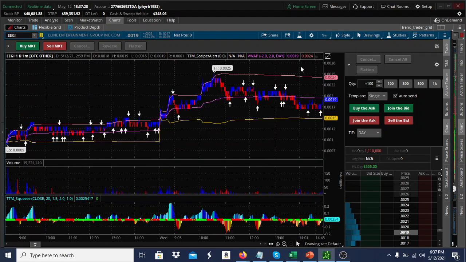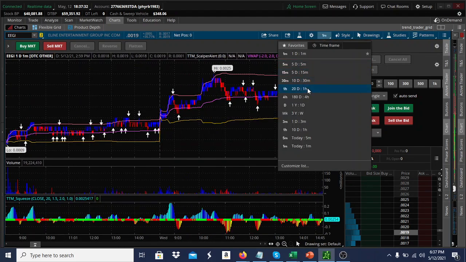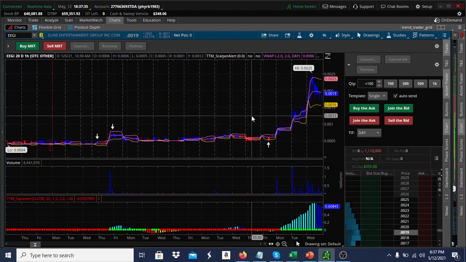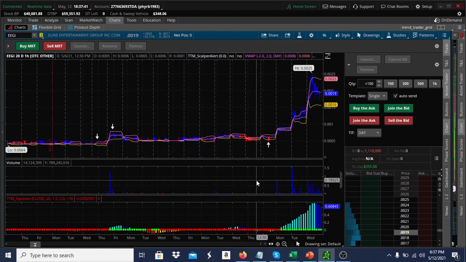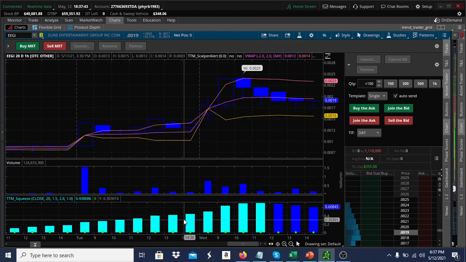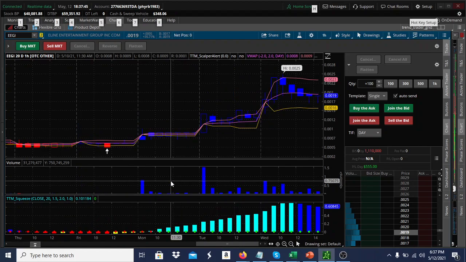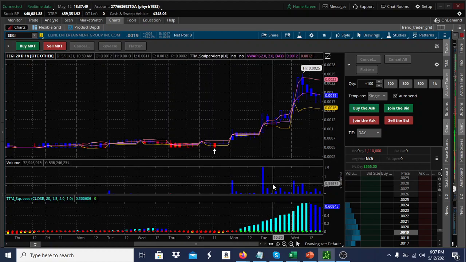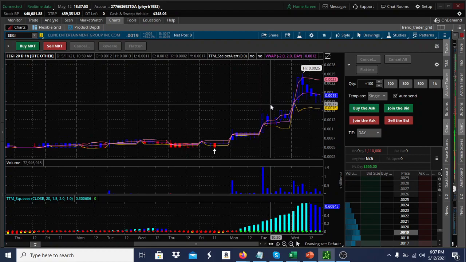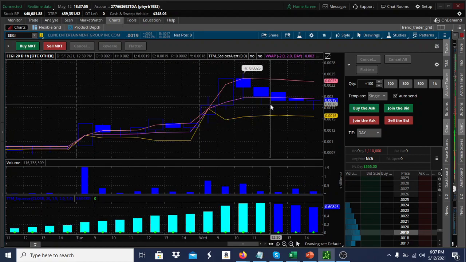So we set this on the 1 hour time frame. Let's see, sorry, that's the 1 minute. Let's put the 1 hour on here. So this is EEGI, and here I'm looking at the TTM indicator down the bottom. There were two things that drew my attention to the trade EEGI yesterday, that was on Tuesday.